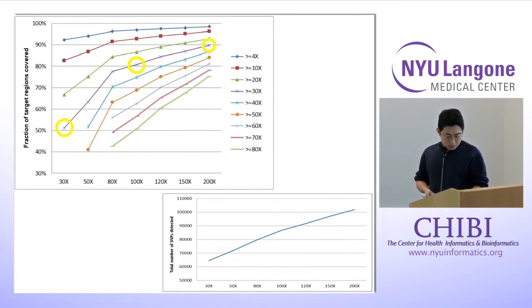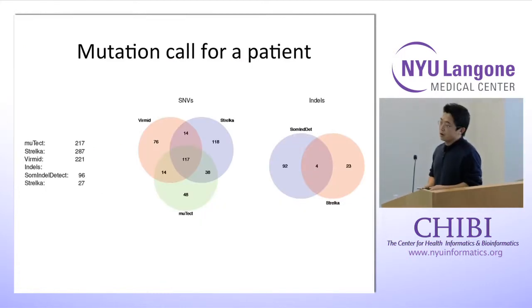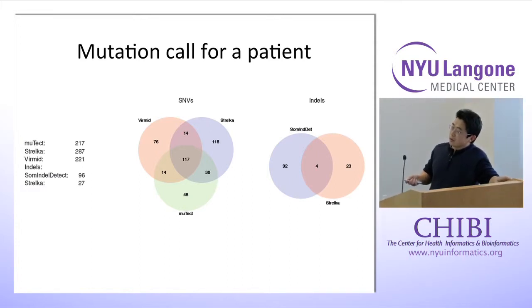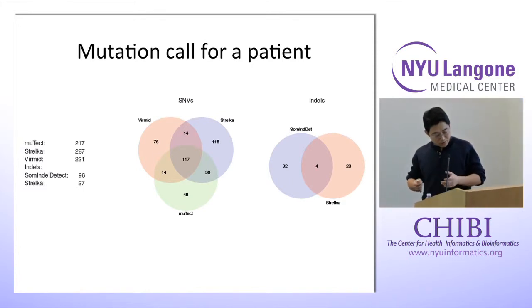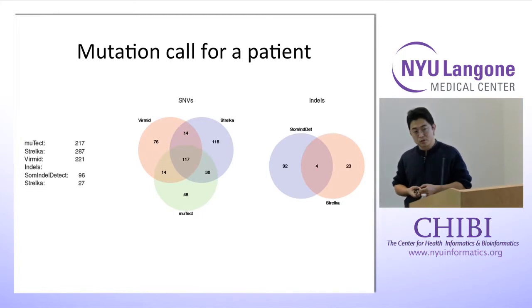So there are various factors that will affect the mutation call. Coverage, sequencing depth, is one of the factors. So this is one patient's data that we analyzed. We have the exome sequencing for this patient, and we have 3 methods to call the mutations. The results shown here tell us that different methods are really capturing different sets of mutations.